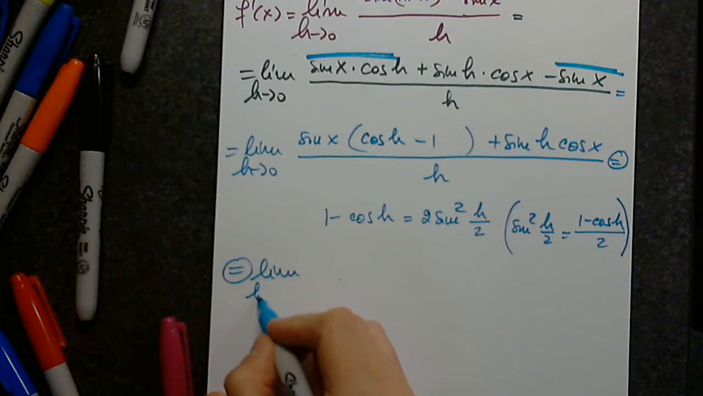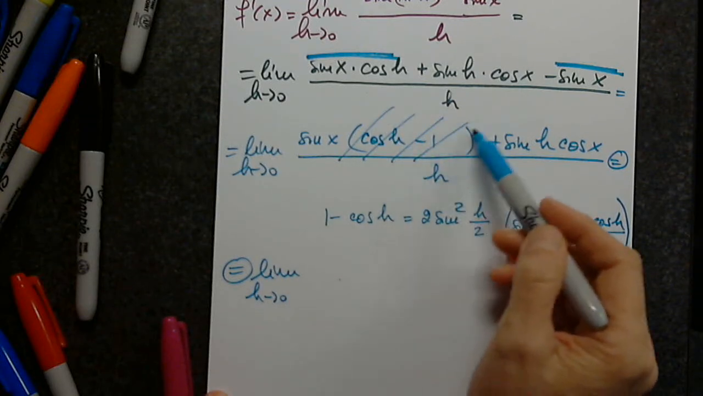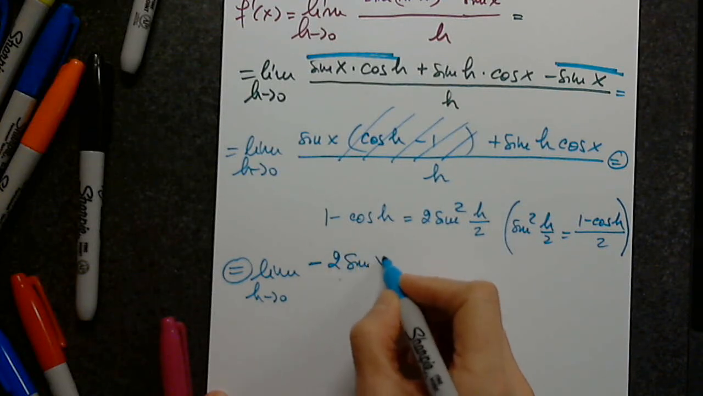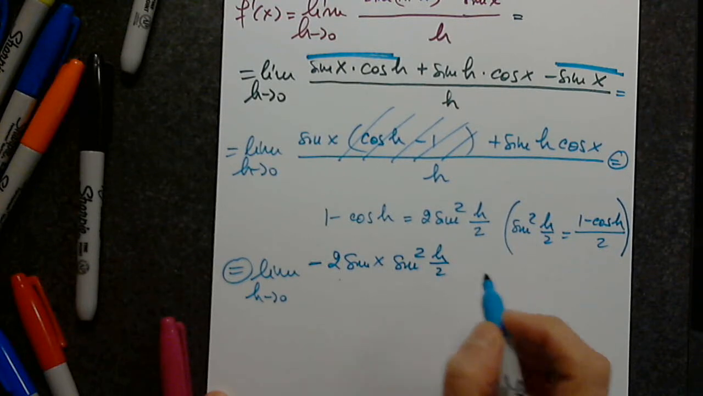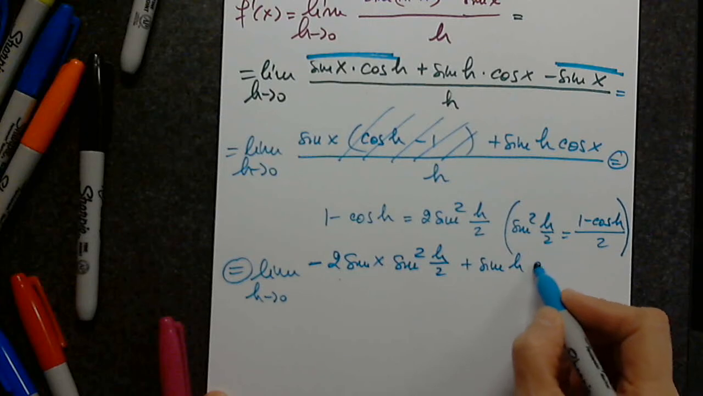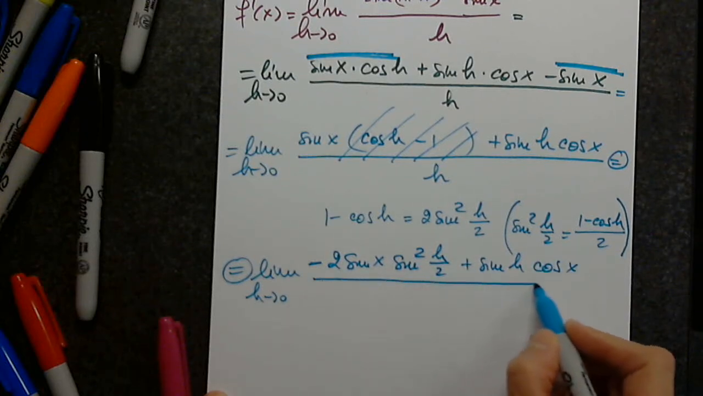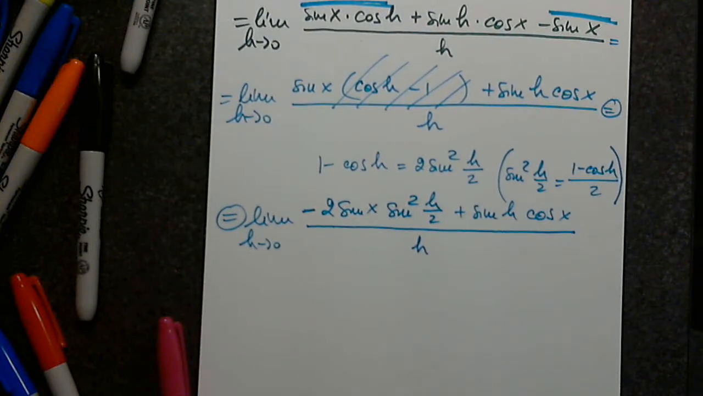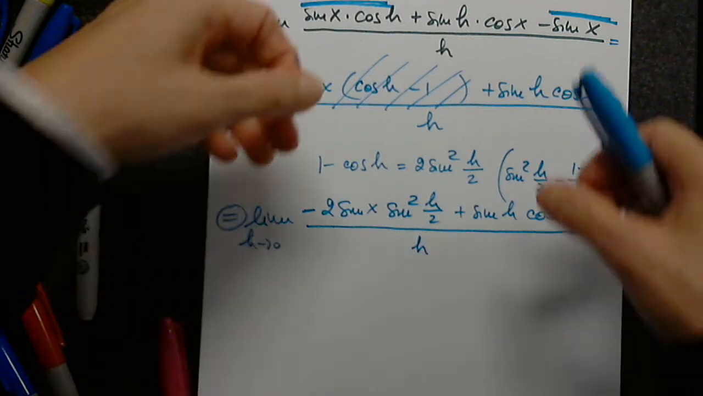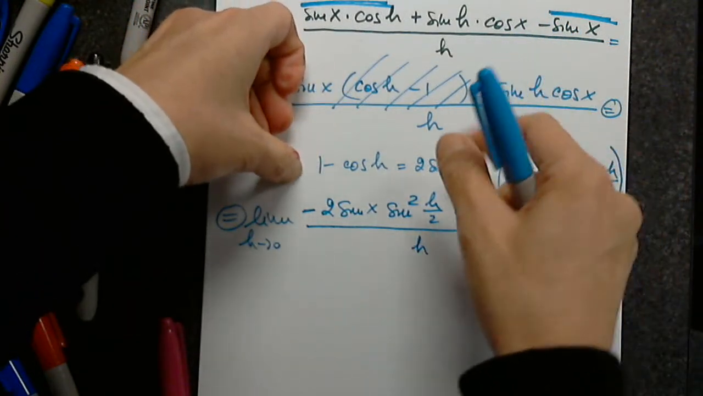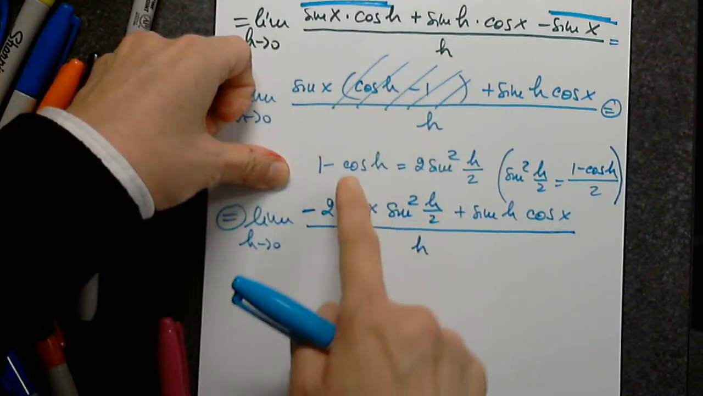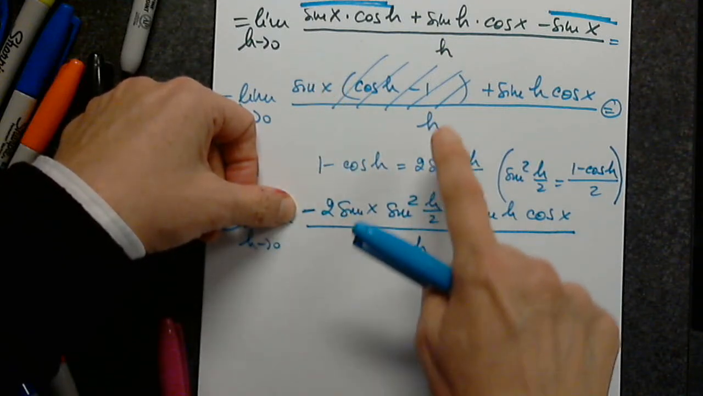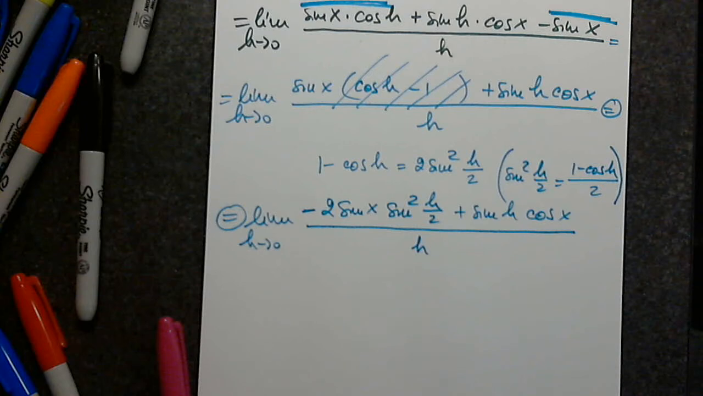So I'm ready here. I hope you are too. So this is the limit as h approaches 0. Instead of this, I will write negative 2 sine x sine squared h over 2 plus sine h cosine x, divided by h. So we replaced cosine h minus 1, factoring out negative 1, so it becomes 1 minus cosine h. And then I replace this. So negative 2 sine x that I had before, and this quantity as sine squared h over 2.